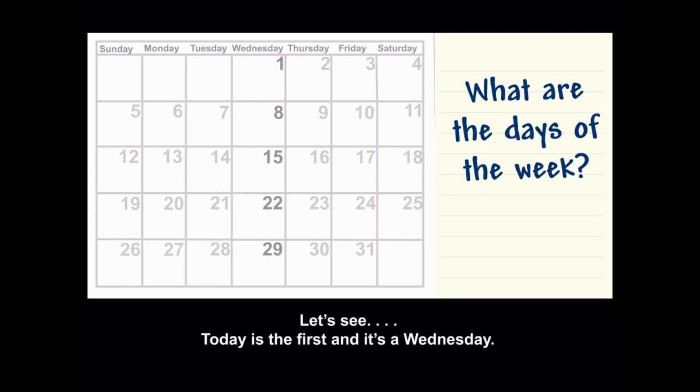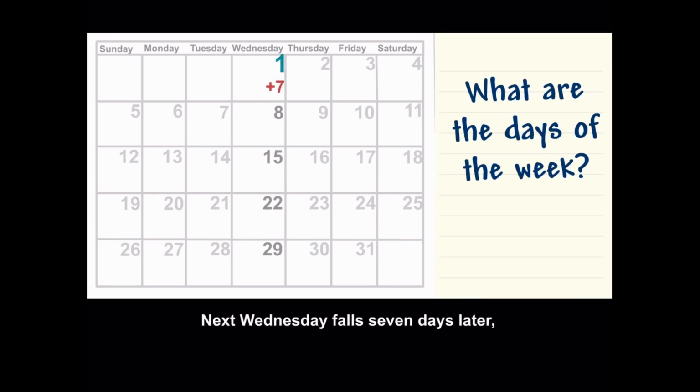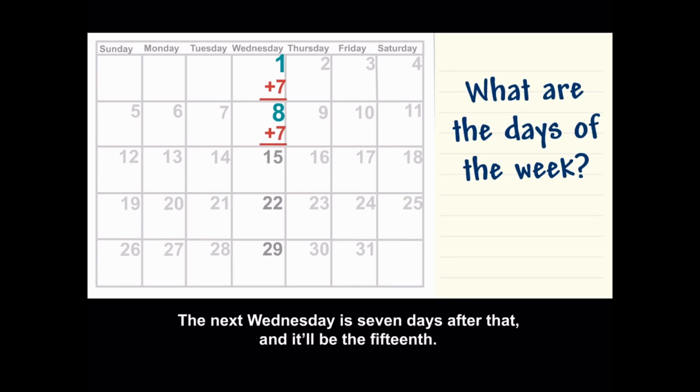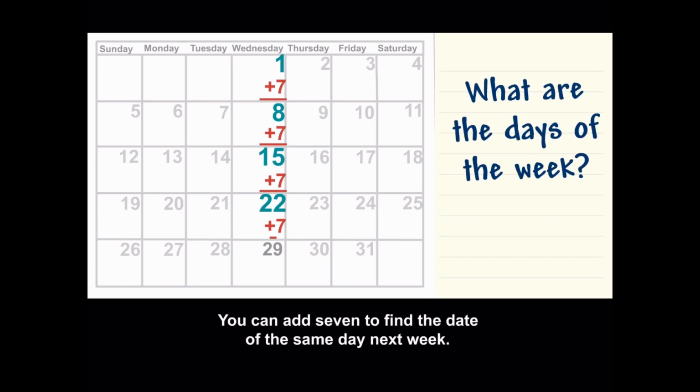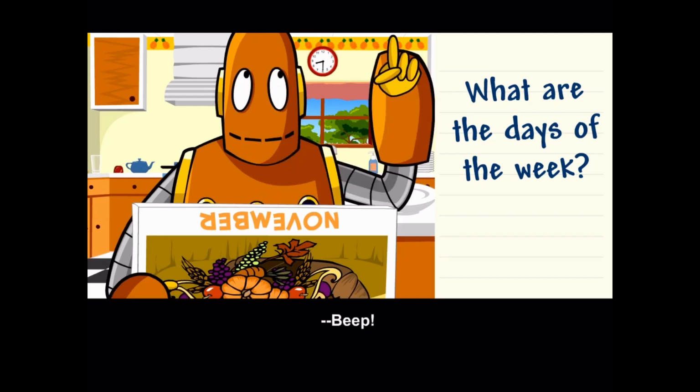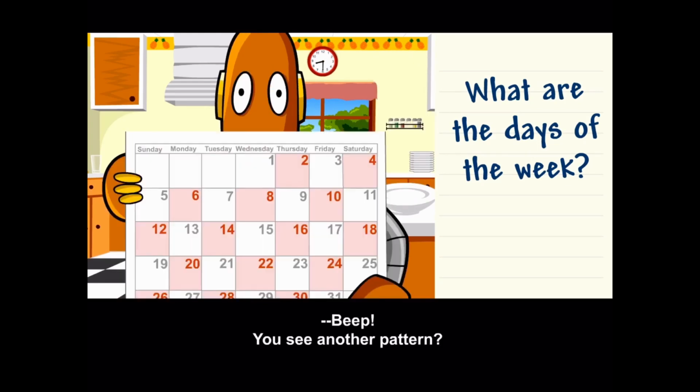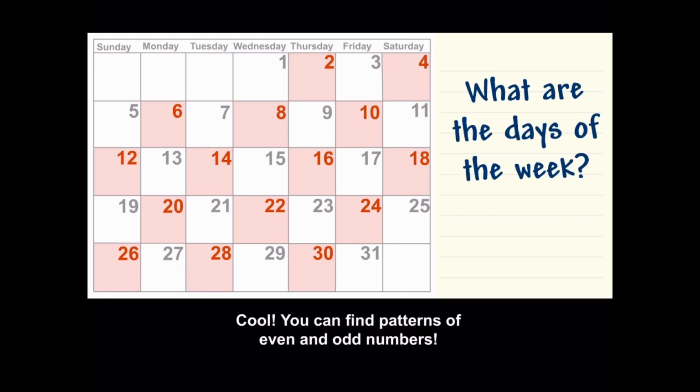Let's see. Today is the 1st, and it's a Wednesday. Next Wednesday falls 7 days later, so it'll be the 8th. The next Wednesday is 7 days after that, and it'll be the 15th. Then the Wednesday after that will be on the 22nd. See the pattern? You can add 7 to find the date of the same day next week. You see another pattern? Cool. You can find patterns of even and odd numbers.